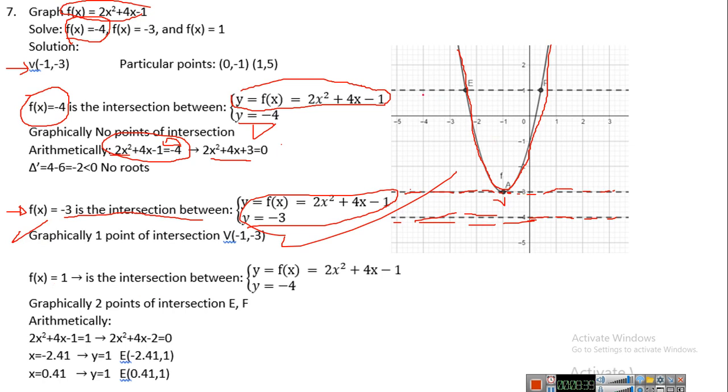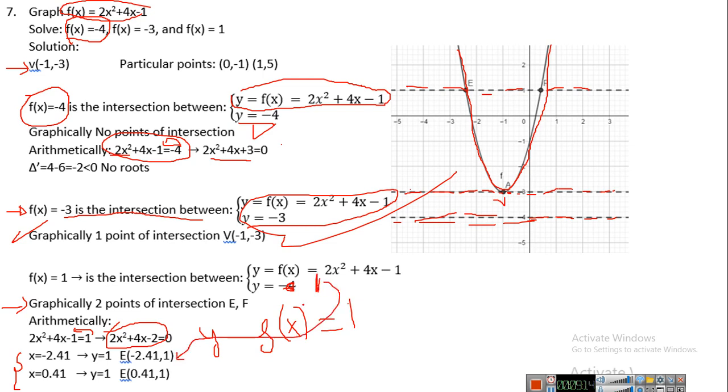Like if f of x equal to 1, you can see I have 2 points of intersection, E and F. So graphically 2 points. If you want to solve it arithmetically, you take it to the other side. Here you can use your calculator because you have a square root. You're going to get x is equal to minus 2.41 or x is 0.41. Since you want to solve f of x equal to 1, what is y of the point? So here, sorry, because I copy and paste, so here y is 1. So y of the point must be 1 here and here. So these are the 2 points of intersection.